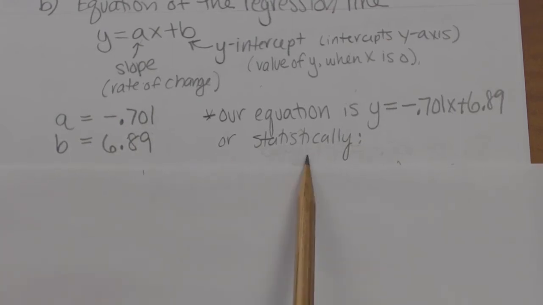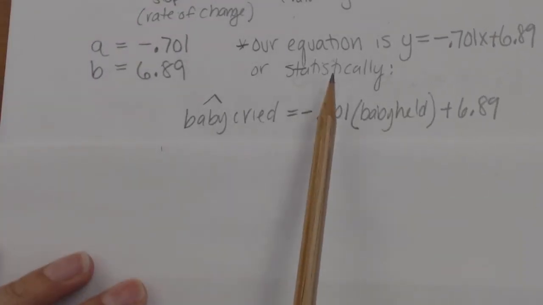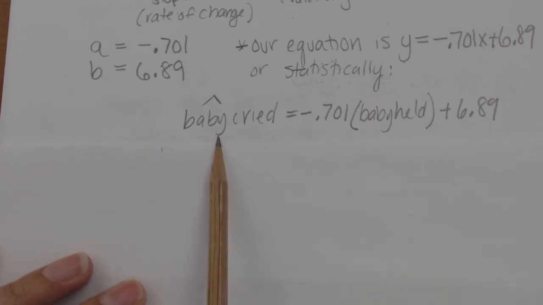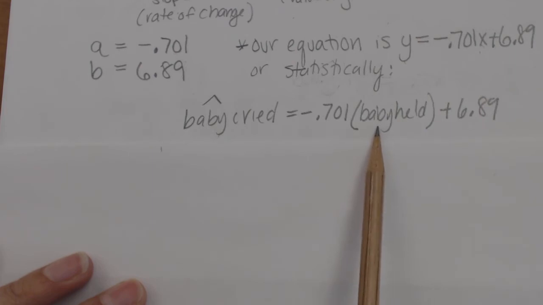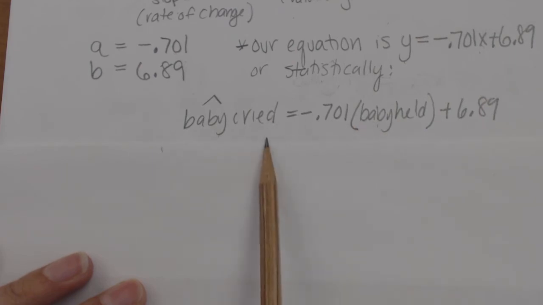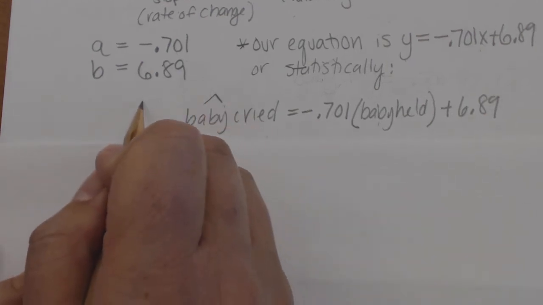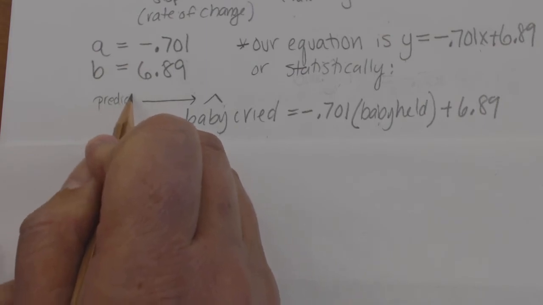So writing it out statistically, I like to put the words in. So statistically, our y is the average hours that a baby cried, and our x is the average hours that a baby is held. So I can input those words. I also threw a little hat on it, hat on our baby. Baby hats are so cute. This means that it's my prediction line.